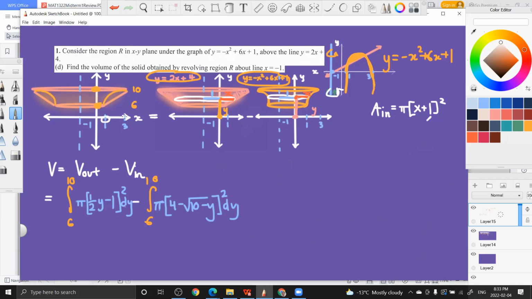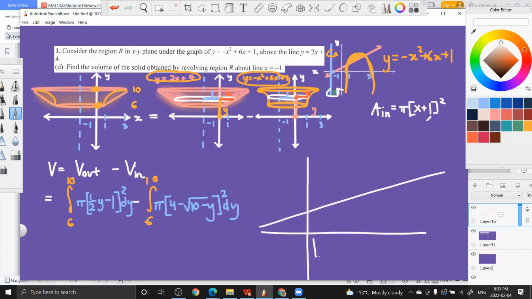So we can't use 1 and 3. We can't use 1 and 3 because we're integrating with respect to y, right? So we have to find the y values. We already know this is 1. This is 3. All right, when we find the area under the curve, yeah, you can put 1 and 3 into the equation.